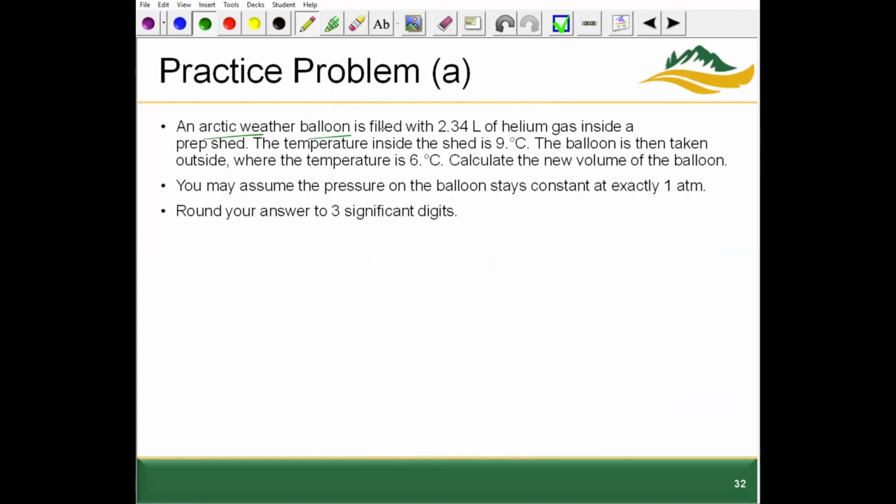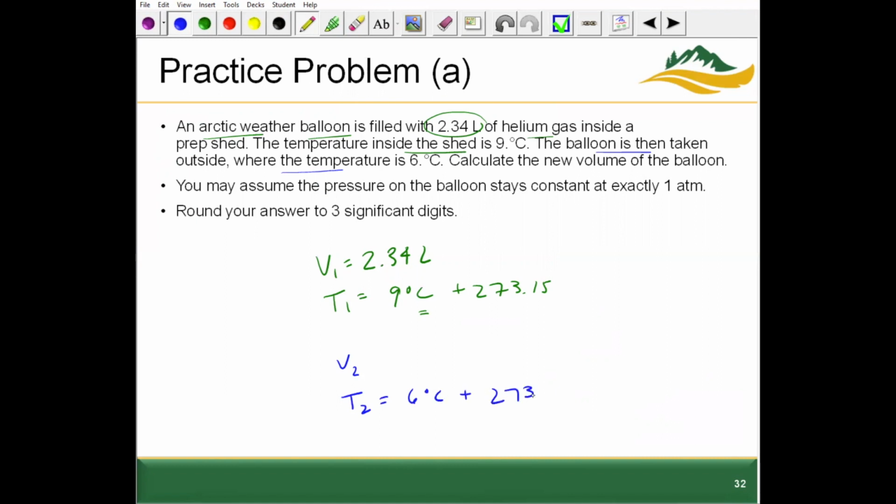We have an Arctic weather balloon filled with 2.34 liters of helium gas. I would probably instantly start writing that volume initially, 2.34 liters. The temperature inside the shed is at 9 degrees Celsius. I would notice this right away and plan to convert this into Kelvin either right away or definitely throughout the problem. The balloon is then taken outside where the temperature is now 6 degrees Celsius, that's our T2. We also will definitely need to convert that into Kelvin, so plus 273.15. Calculate the new volume of the balloon.